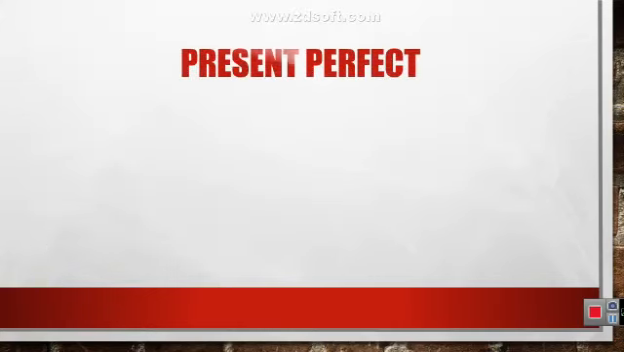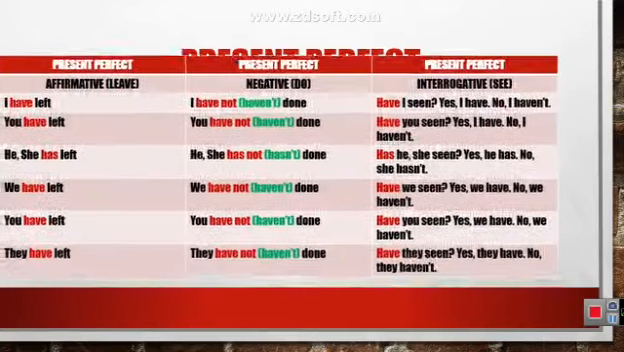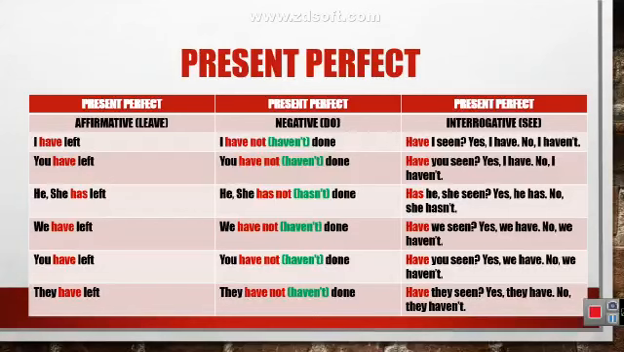So, let's have a look at the 3 forms of the present perfect: affirmative form, negative form, and interrogative form. Leave. We have the subject, we have or has, and the main verb leave in the past participle form, which is left. The negative of do. We have subject plus have not, haven't, or has not, or hasn't, and do in the past participle form, which is done.